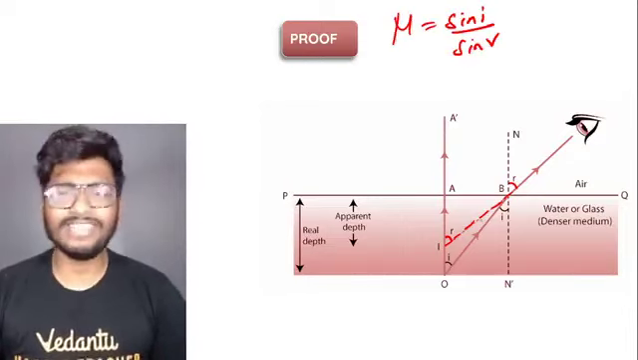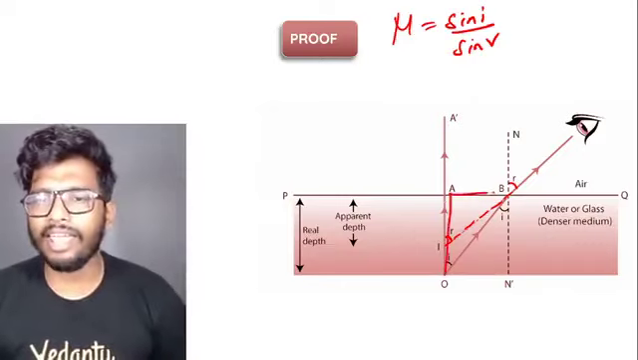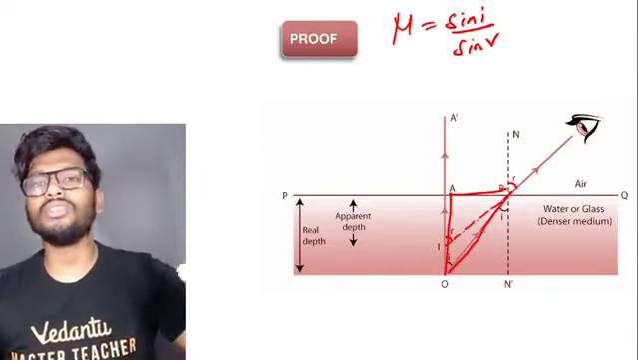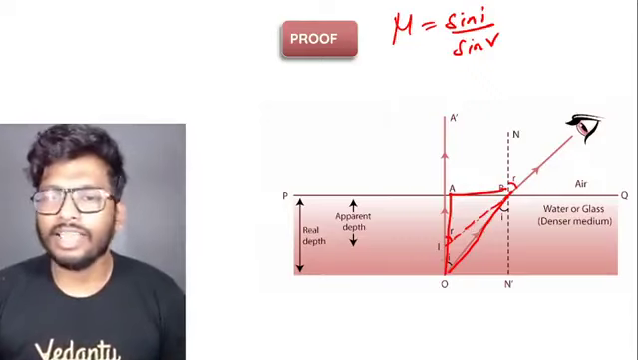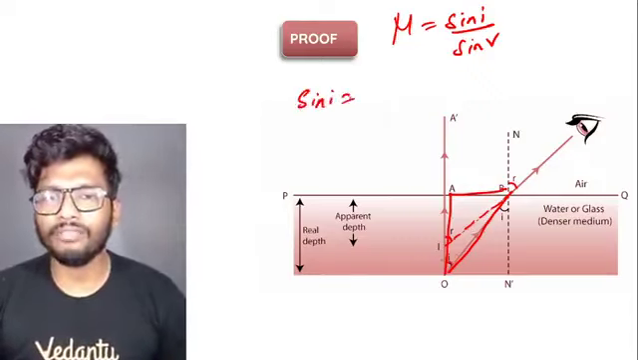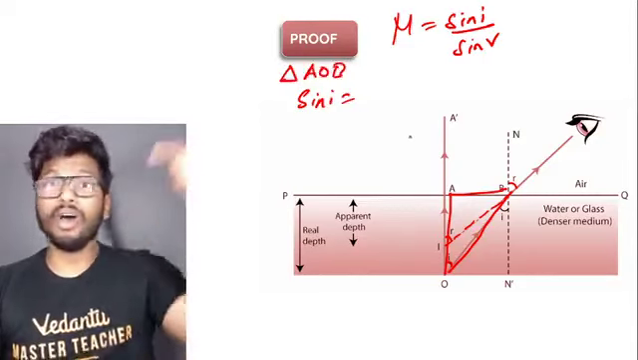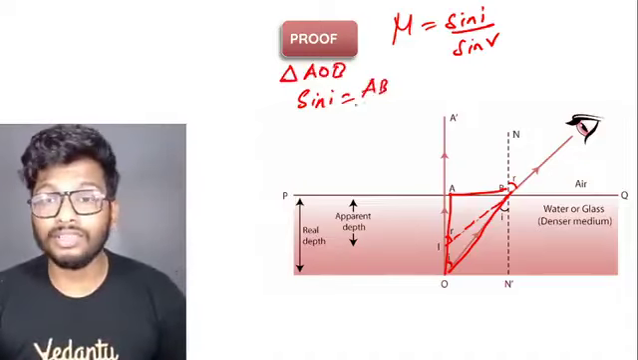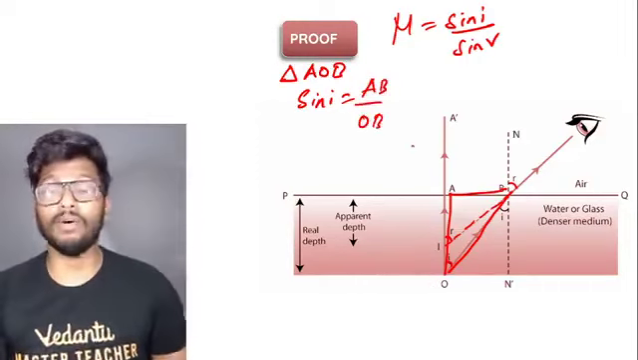Now, for the first triangle, that is triangle OAB, I am going to find out the sine of that angle. Here, this is the angle I. So for triangle AOB, what is sine I? Sine I is opposite by hypotenuse. What is the opposite? Opposite is AB. What is the hypotenuse? Hypotenuse is OB. So I'll get sine I as AB by OB.